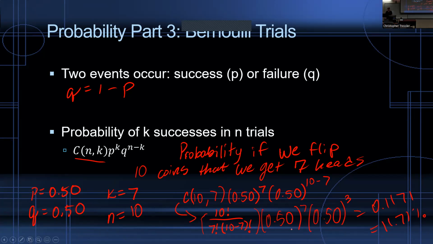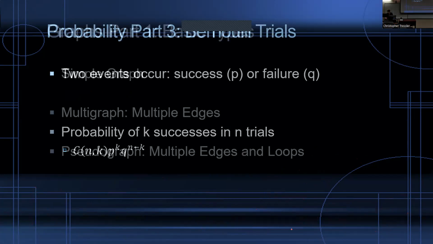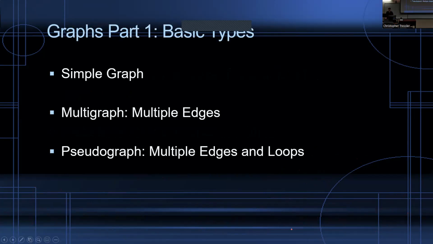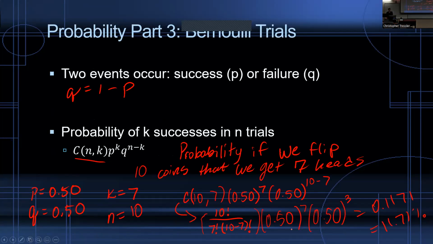If anybody wants to Google what's the probability of getting 7 heads if you flip 10 coins, and see if you get something along the lines of 11 point, like just Google it and see if it tells you like 11, 12% or something, that should be the answer. All right, cool, yeah.